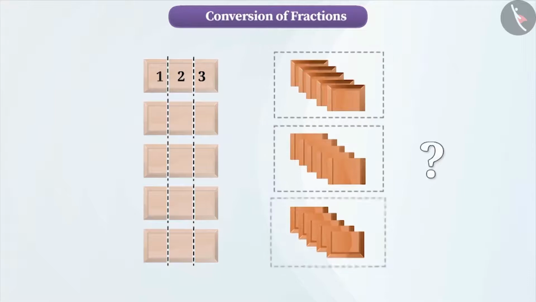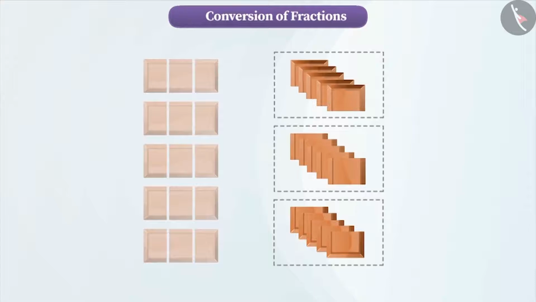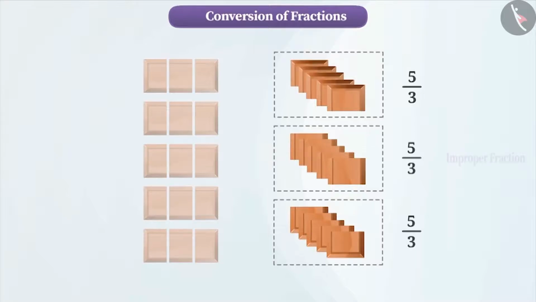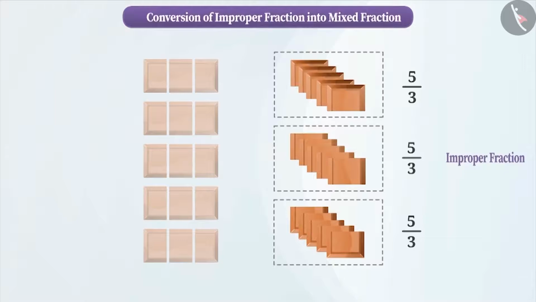Now find how many chocolates will be there in each part. Think about it. Let me tell you, since we have divided each chocolate into 3 equal parts, the denominator will be 3, and since we have taken 5 parts, the numerator will be 5. Therefore, each part has 5/3 chocolates. This is an improper fraction. Let's convert it into a mixed fraction.